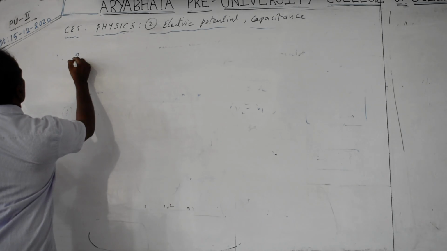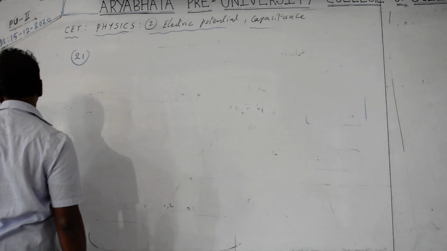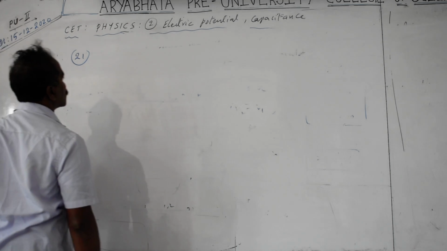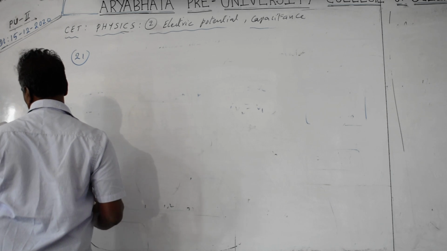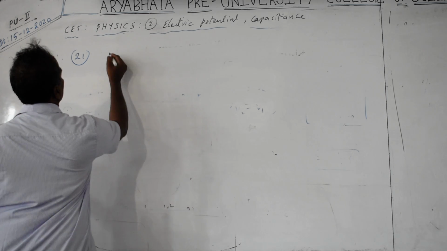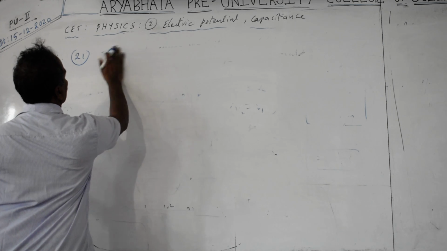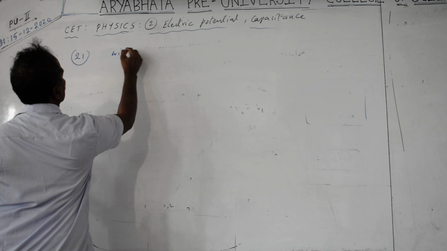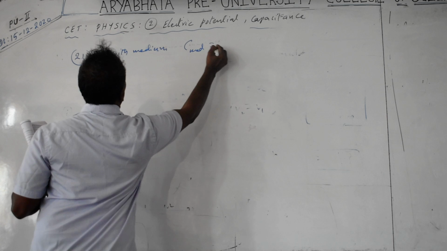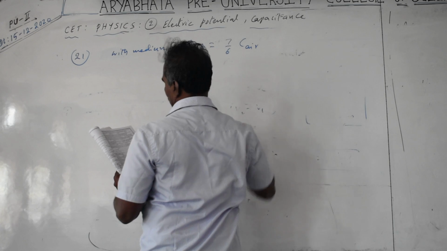21. The capacitance of the capacitor becomes 7 by 6 times its original value if the dielectric slab thickness is 2/3 of D, that is 2D by 3, please check that. Capacitance with the medium, I am writing in short form, C medium is equal to 7 by 6 times C air.